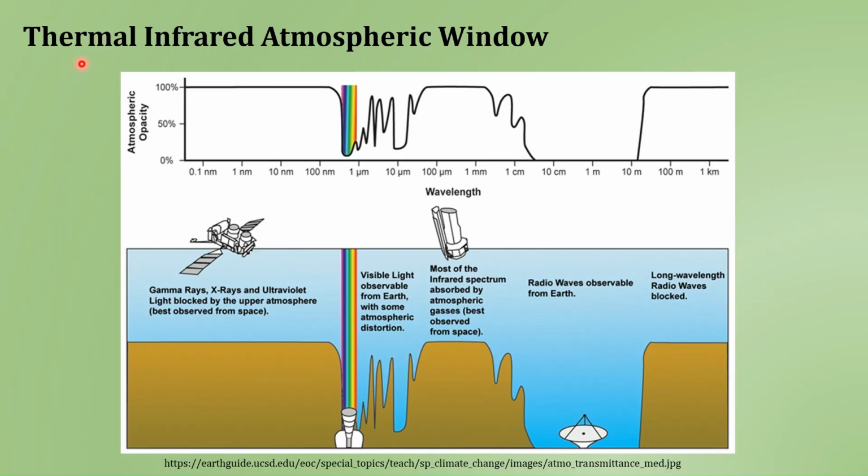So now coming to the thermal infrared atmospheric window, as we can see here on the y-axis we have the atmospheric opacity, while on the x-axis we have the wavelength. And if we see for the infrared portion, that is from 0.7 to 1000 micrometer, we can see that most of the infrared spectrum is absorbed by the atmospheric gases, and there are only selective wavelength ranges for which satellite based remote sensing can be done.